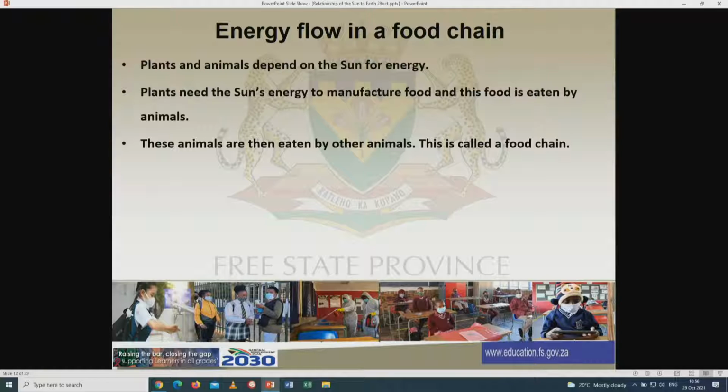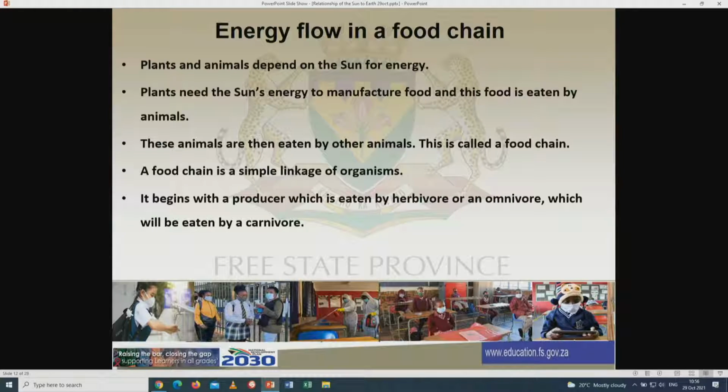Let's repeat our bullets. Plants and animals depend on the sun for energy. Plants need the sun's energy to manufacture food, and this food is eaten by animals. These animals are then eaten by other animals, and we call this a food chain. A food chain is a simple linkage of organisms. It begins with a producer, which is eaten by a herbivore or an omnivore, which in turn will be eaten by a carnivore. Let's discuss an example.